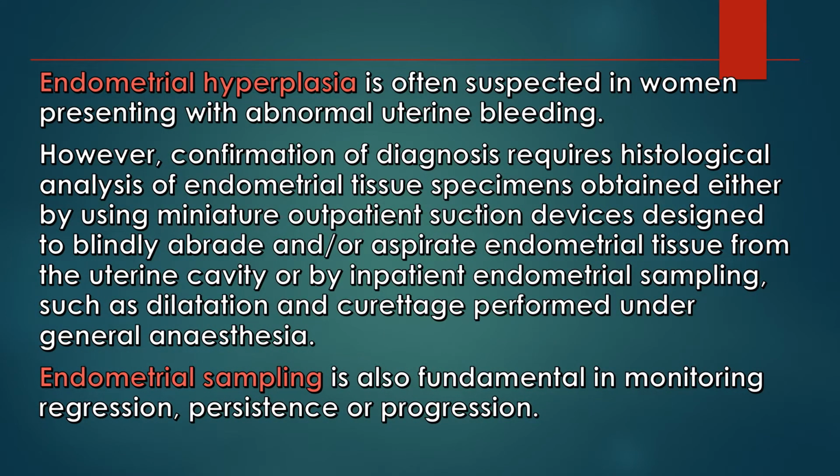Endometrial hyperplasia is often suspected in women presenting with abnormal uterine bleeding. However, confirmation of diagnosis requires histological analysis of endometrial tissue specimens obtained either by using miniature outpatient suction devices designed to blindly abrade and/or aspirate endometrial tissue from the uterine cavity, or by inpatient endometrial sampling such as dilatation and curettage performed under general anesthesia. Endometrial sampling is also fundamental in monitoring regression, persistence, or progression.